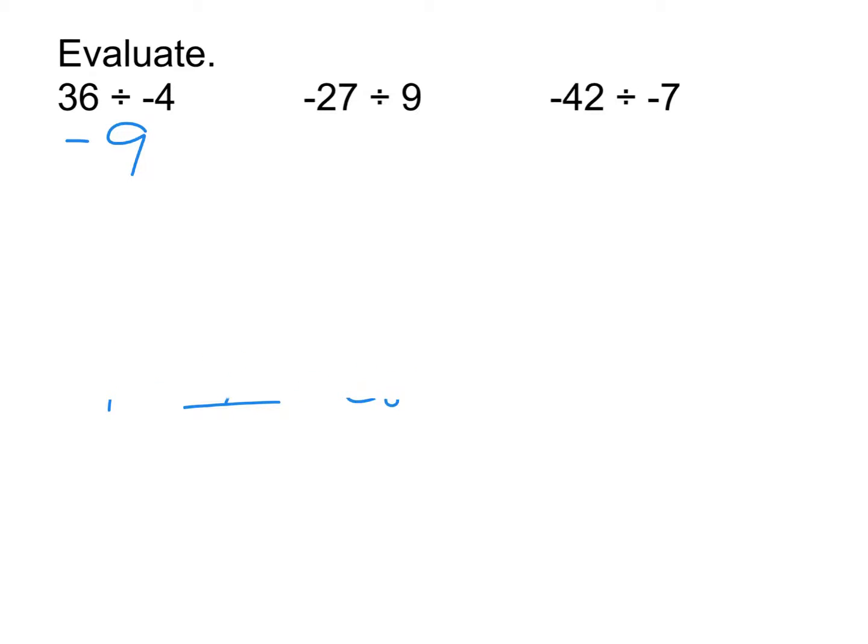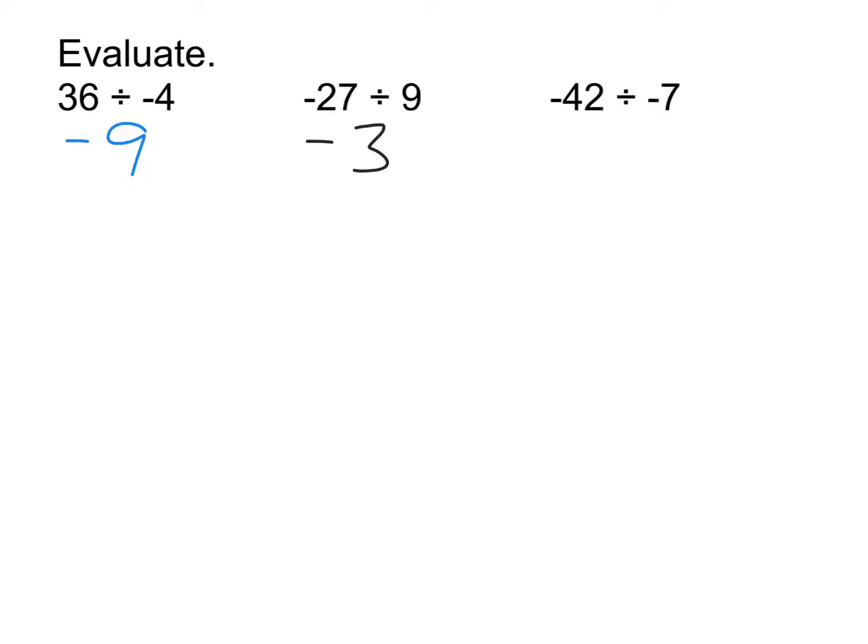All right. Next up, I'm doing negative 27 divided by 9. And again, that's like saying 9 times what equals that negative 27. So times tables, it's got to be 3. And a negative divided by positive, yes, is negative. So it ends up giving us negative 3 there.